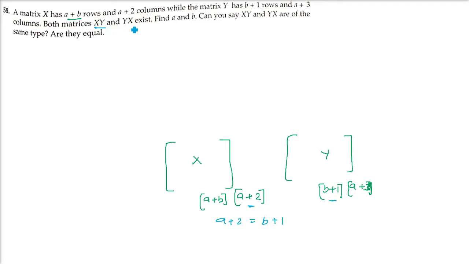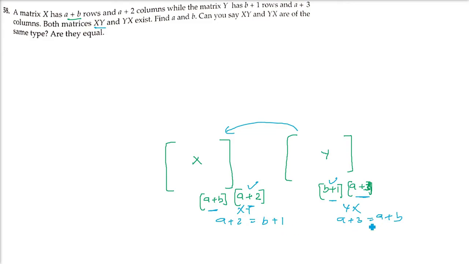Now, YX is also existing. That is, when you multiply Y and X, the column of Y should be equal to the row of X. That is, a plus 3 has to be equal to a plus b. First one was a plus 2 equals b plus 1 for X into Y, but for Y into X, these two have to be equal. That is, a plus 3 has to be equal to a plus b. And it's clearly seen from the second equation, b is 3 because a gets cancelled.